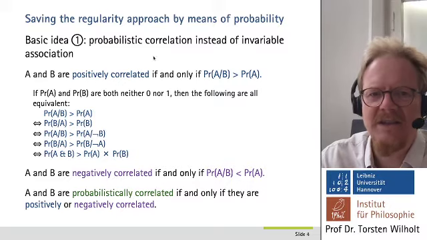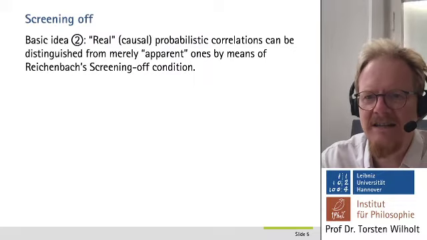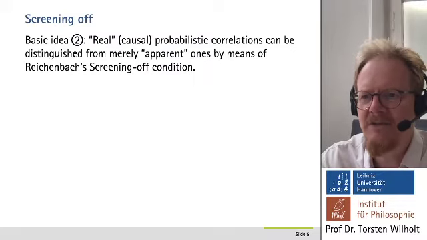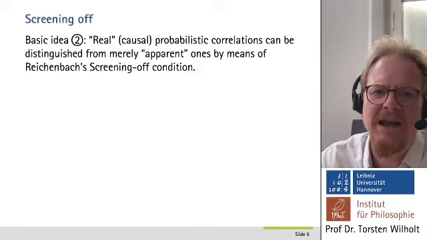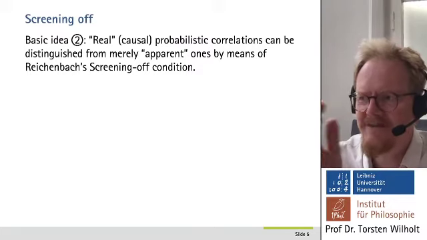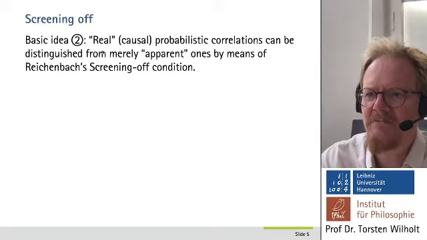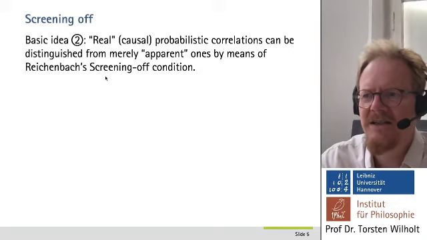And to do this, you need some more basic ideas. The second basic idea you need is that you can somehow sort and distinguish the real causal probabilistic correlations from the merely apparent ones, like the barometer and storm correlation, by means of Reichenbach's screening off condition.